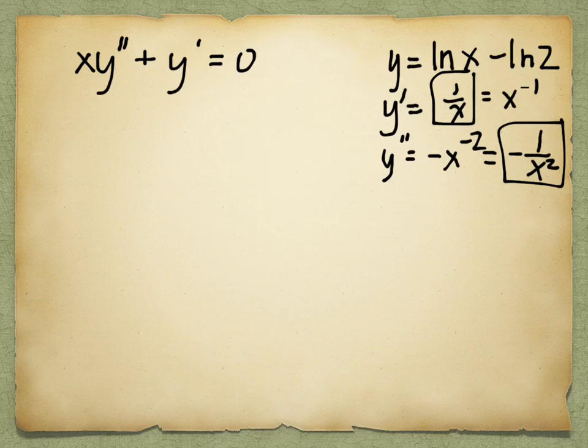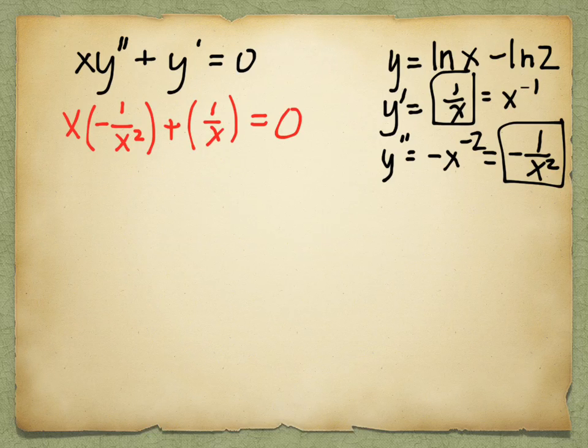All right, so I'm supposed to verify that when I take x times y double prime, which is my negative 1 over x squared, and I add that to y prime, which is 1 over x, I'm going to somehow get 0 out of that. All right, so let's simplify the left-hand side. What does the first piece become? Negative 1 over x. The second piece is positive 1 over x. So in fact, what happens? They're both 0. So my final step actually shows the matching on both sides.